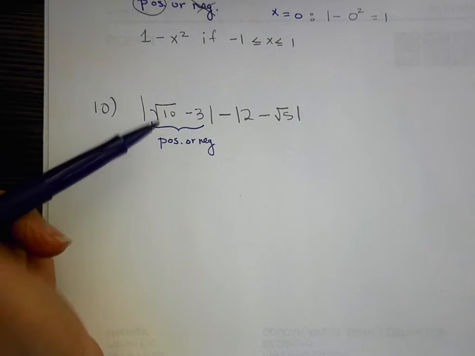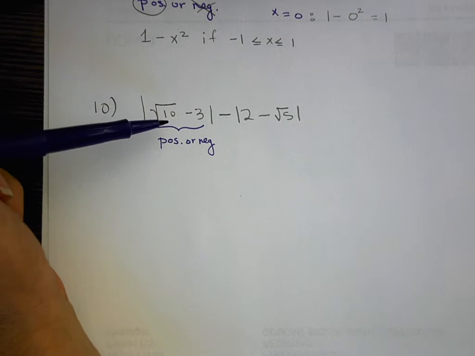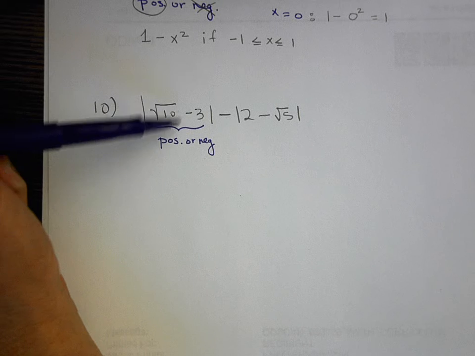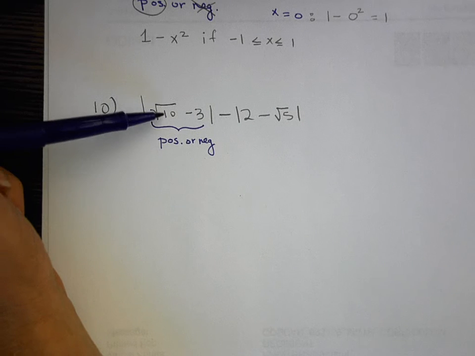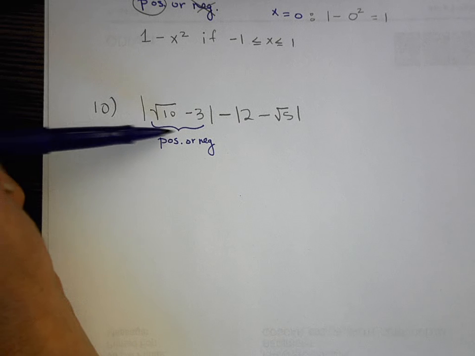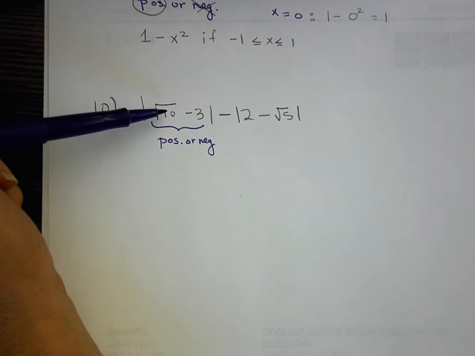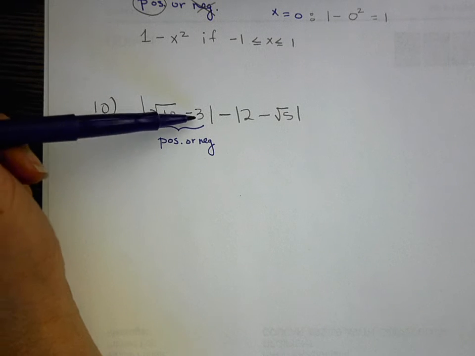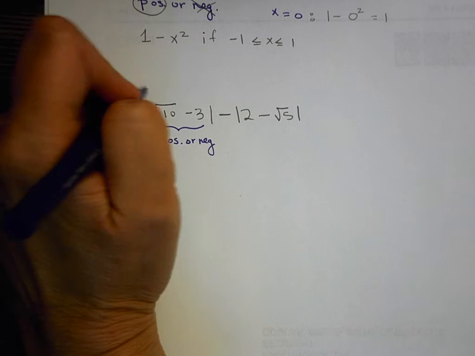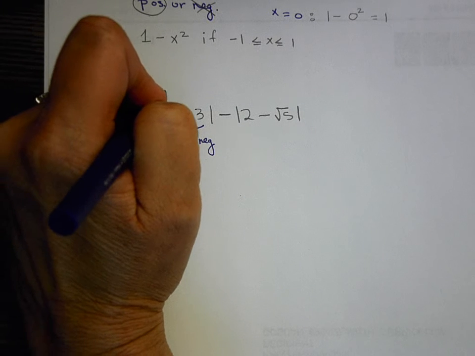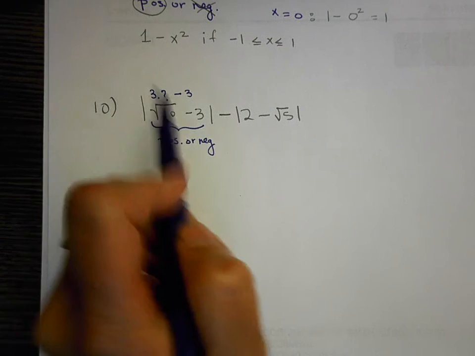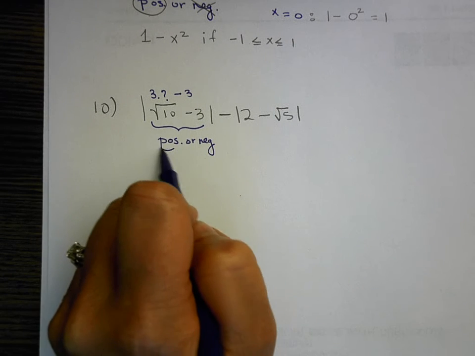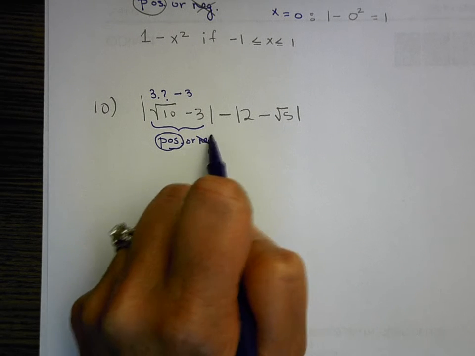I don't know exactly what the square root of 10 is, but I know it's somewhere between 3 and 4. That's because 3 squared is 9, which is smaller than 10, and 4 squared is 16, bigger than 10. So I know this right here is 3 point something. If I take 3 point whatever and subtract 3, that would give me a positive number, right? So that would be greater than 0. So that section there is positive.